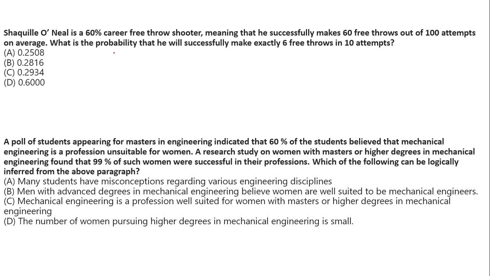Let's move to the next question. Shaquille O'Neal is a 60% career free throw shooter, meaning that he successfully makes 60 free throws out of 100 attempts on average. What is the probability that he will successfully make exactly 6 free throws in 10 attempts?